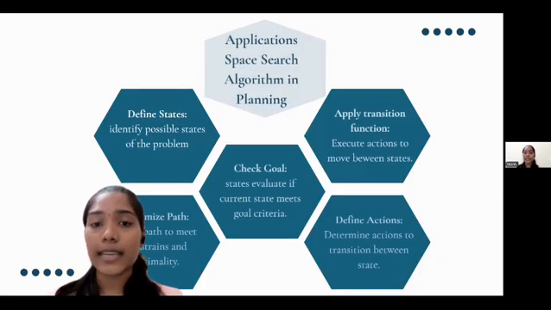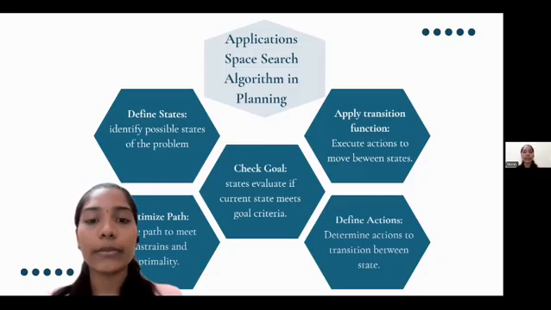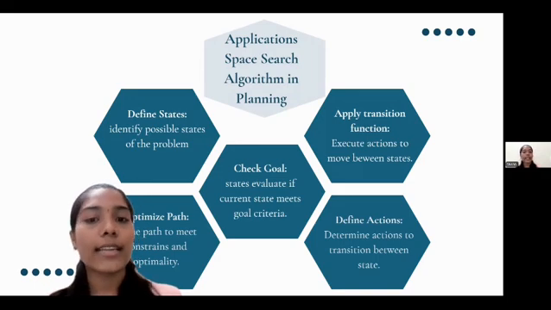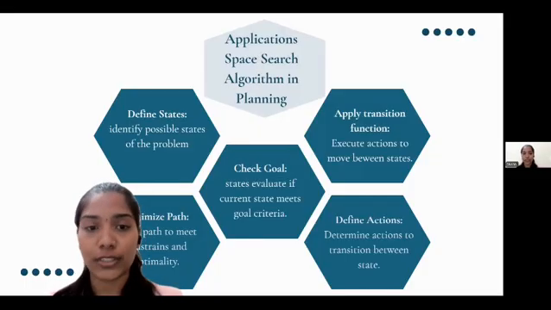Now, let's understand how it works. First, the algorithm starts with an initial state. Then it looks at all the possible actions that can be taken. After that, it moves to a new state. Based on those actions, it keeps checking if this is the goal state. If not, it continues exploring until the goal is reached. So basically, it keeps exploring and backtracking until it finds the best solution.